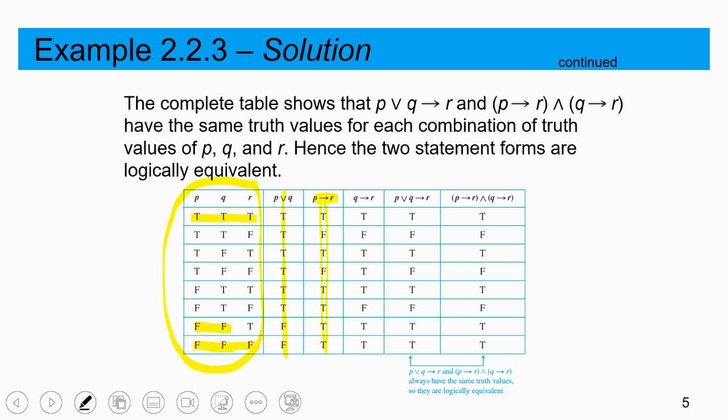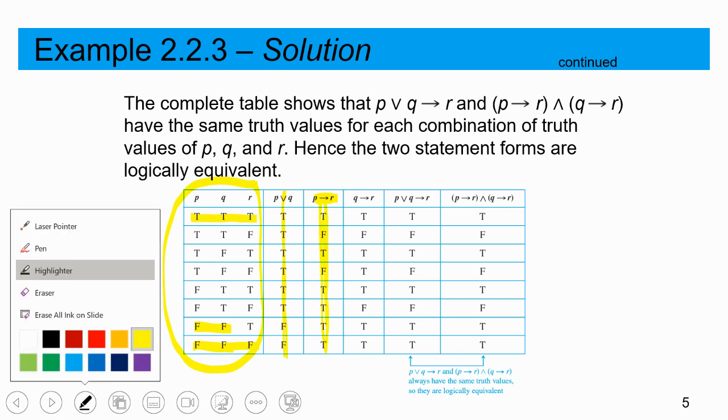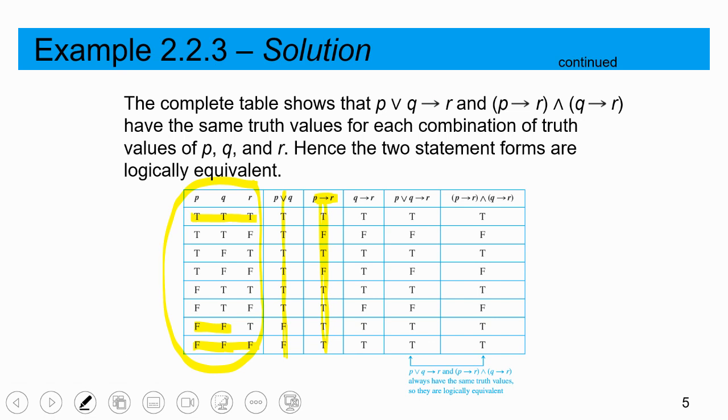Okay. All right, let's talk about this next column. This little arrow is our symbol for if P, then R. Okay. So this right here, P arrow R means if P, then R. So let's look at that. The only place this is false is if P is true and R is false.